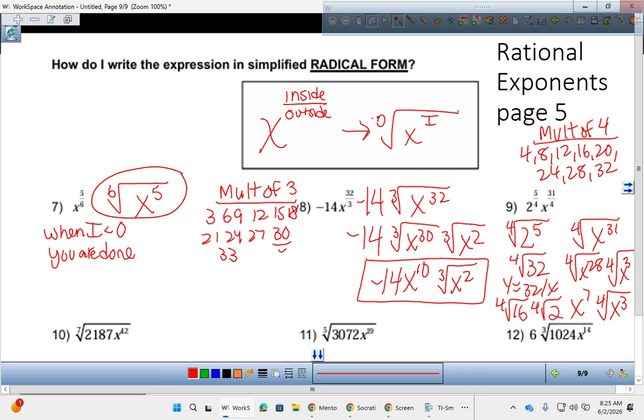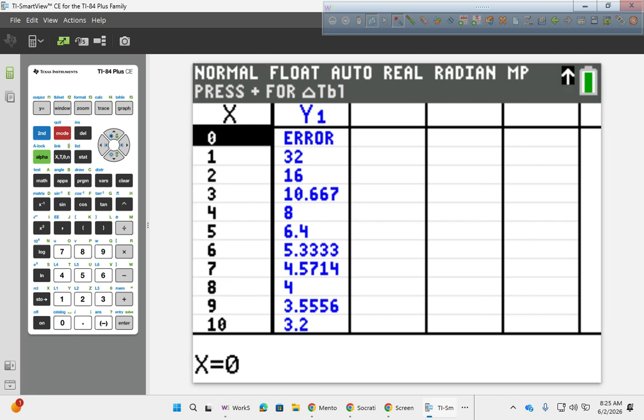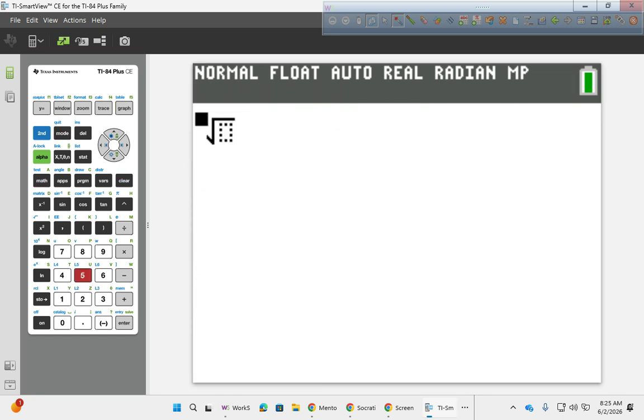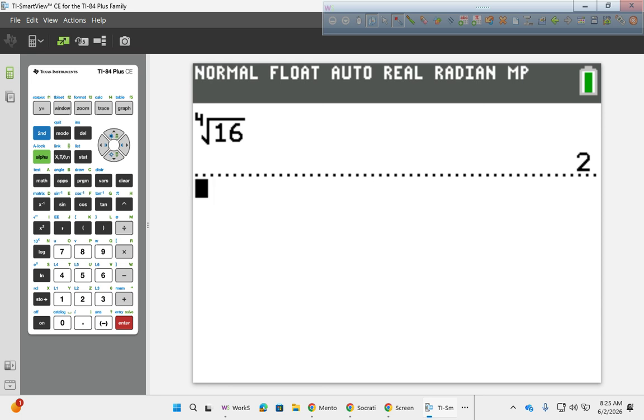Just be careful, the 4th root of 16 is not 4. You are not doing inside divided by outside. There are 2 ways to get this number. The first way involves your calculator. You can hit math 5. It's going to give you something that looks like this, and you can type it in. The other way to do it is go to this table, put your finger on the 16, and go over: x equals 2. Okay? It's not 4. You're not doing inside divided by outside.